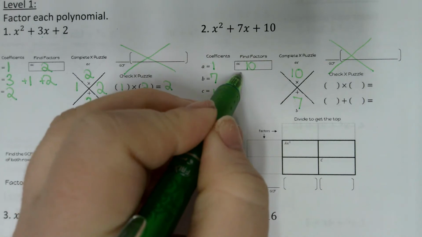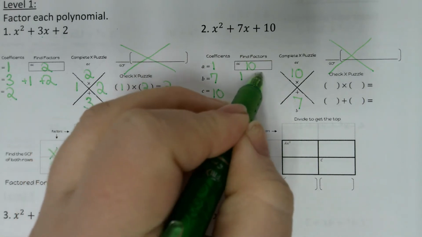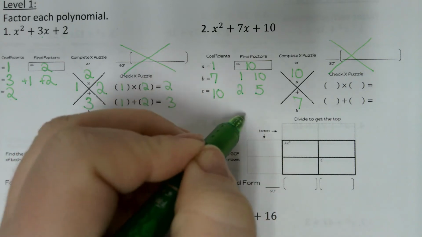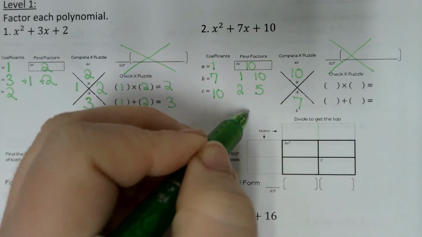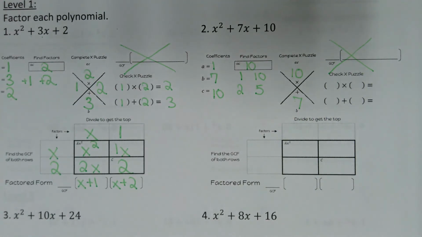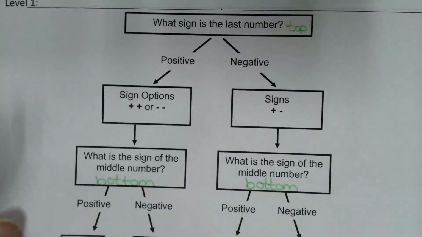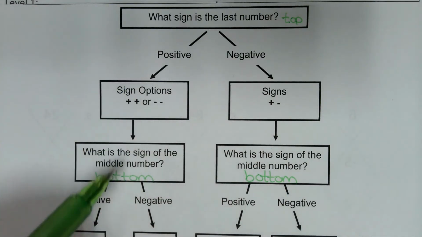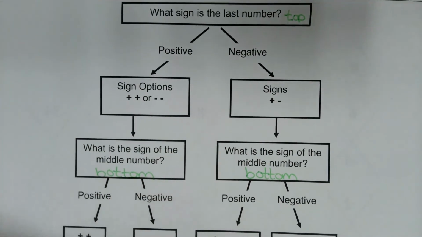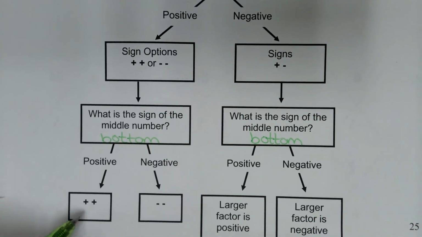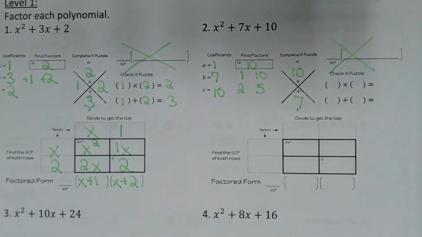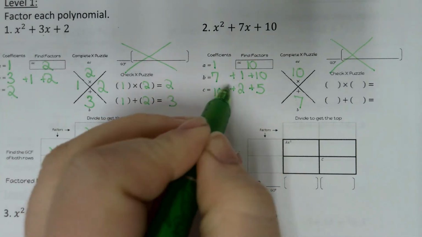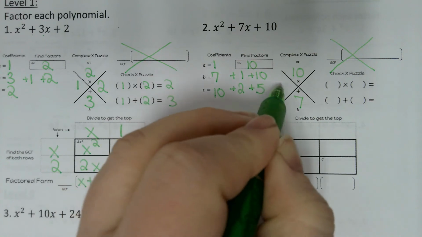Writing out the factors of 10, we have 1 and 10, 2 and 5, and those are all of the factors that multiply to equal 10. Checking our factoring flowchart, the sign of the top number was positive. The sign of the bottom number was also positive. So we're going to use 2 positives in our answer. So if I make all of my factors positive, this is the one, 2 and 5, that equals 7.